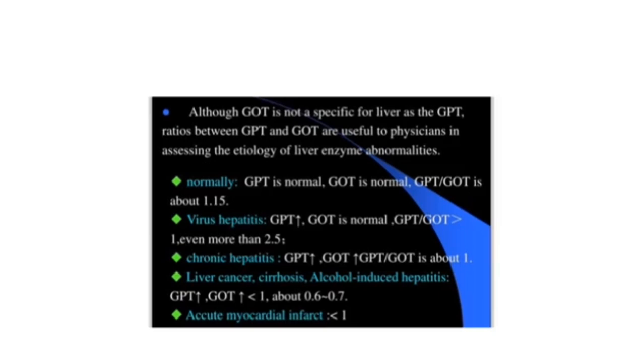Turn it the other way around. If ALT is far greater than AST, it's a clear case of viral hepatitis. When they are equal, GPT equal to AST, it is a clear case of chronic hepatitis.